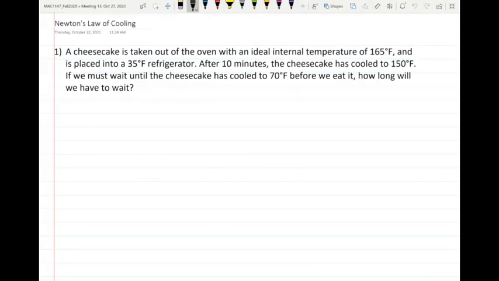Okay, and then the other data point that they're telling us is that after 10 minutes, you check the temperature, and it went down from 165 to 150. It's not good enough. You want it to be down to at least 70 degrees if you want to eat it. So the question is naturally, how much do we have to wait?